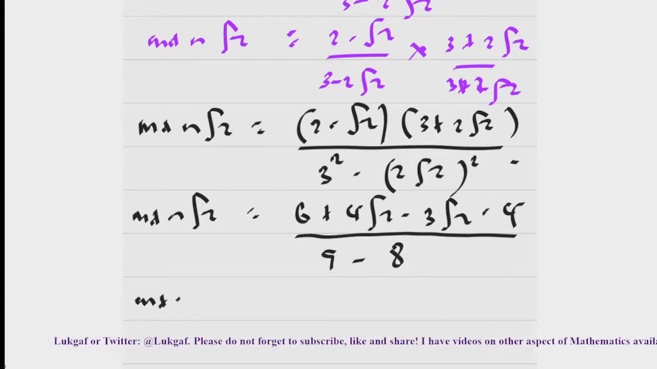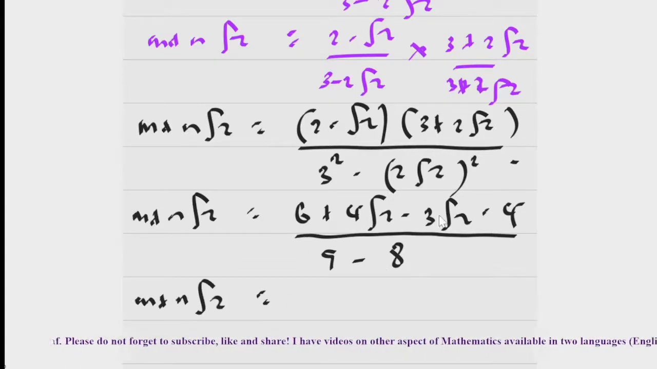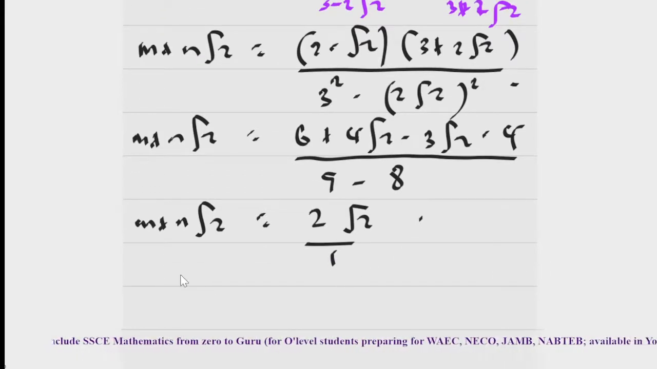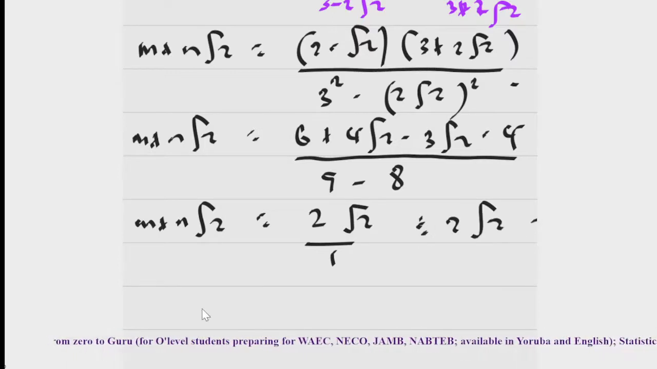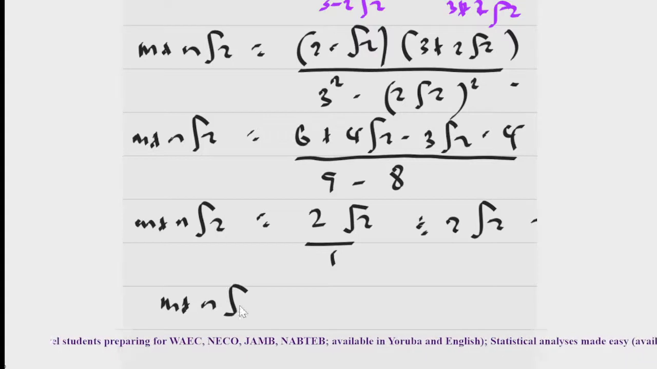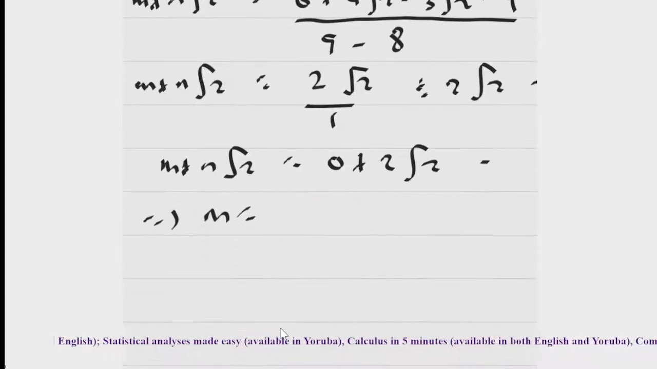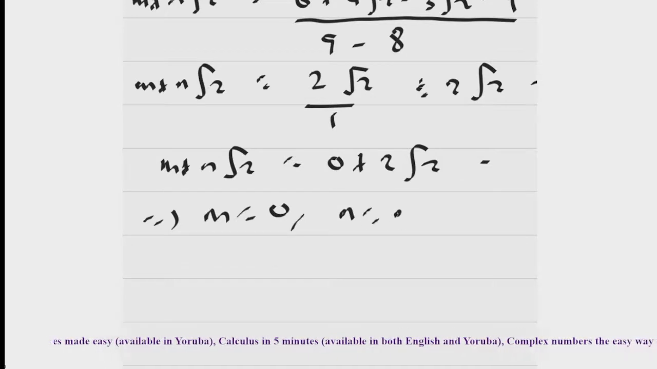So then I'm going to have m plus n root 2 is equal to, then 6 minus 4, that is 4. If you collect the like terms, sorry, 6 minus 4 is 2. 4 root 2 minus 3 root 2 is going to give me 1 root 2, which is same thing as root 2 divided by 1. You understand now? So which is same thing as root 2. So it means you don't have a number here. It's the same thing as 0 plus root 2. From there you can say that my m is equal to 0 and my n is equal to 2.